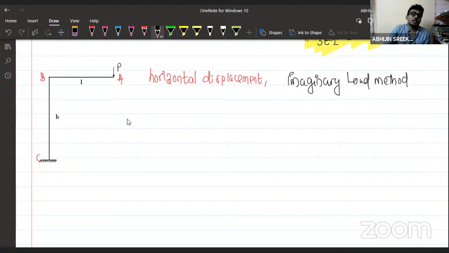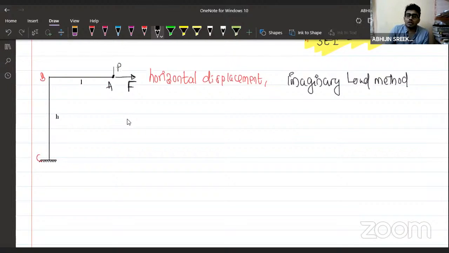In this structure I need the horizontal displacement of the joint A. There is no load acting at the joint A. That's the reason why I am going to assume a load in the direction in which I need the displacement. I need the horizontal displacement of the joint A, so I am going to apply one horizontal load at the joint A. So that is our fictitious load.